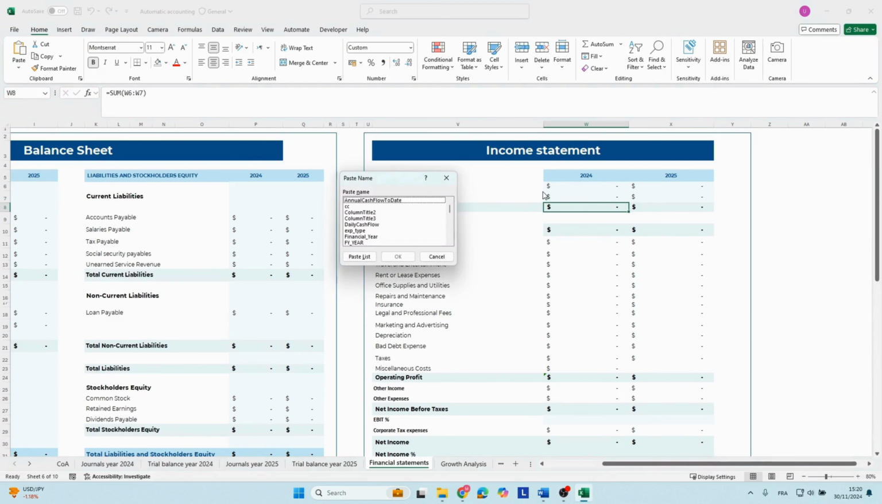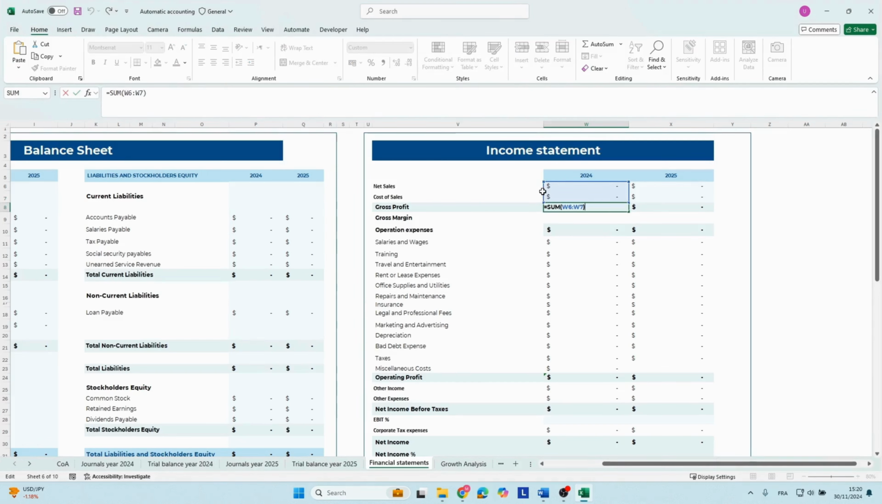Now we have the gross profit, which is the difference between sales and cost of goods sold. Here we will show the cost on the negative side. So it will be the addition of net sales with the cost of goods sold to get the gross profit. Now we have the gross margin, which is a percentage. It's calculated by dividing gross profit by net sales.